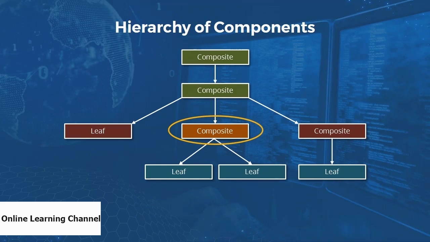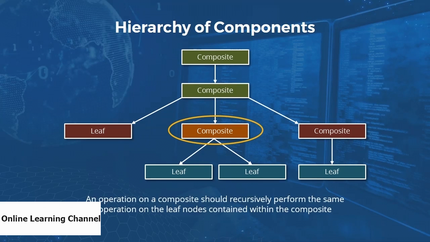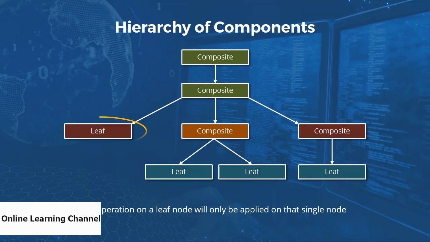Let's consider this composite here, which is an interior node. An operation on a composite should recursively perform the same operation on all of the nodes or objects which are part of this composite's collection. The composite's collection includes all of the leaf nodes which are contained within the composite, and there may be multiple levels of nodes here. That same operation, were you to perform it on a leaf node, will be applied only to that leaf node and no other nodes.